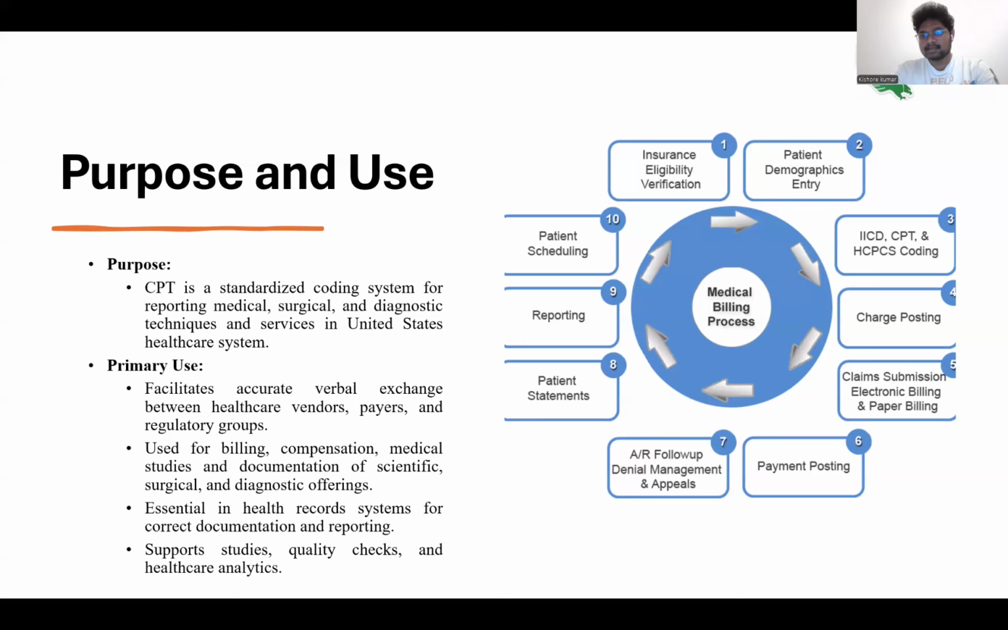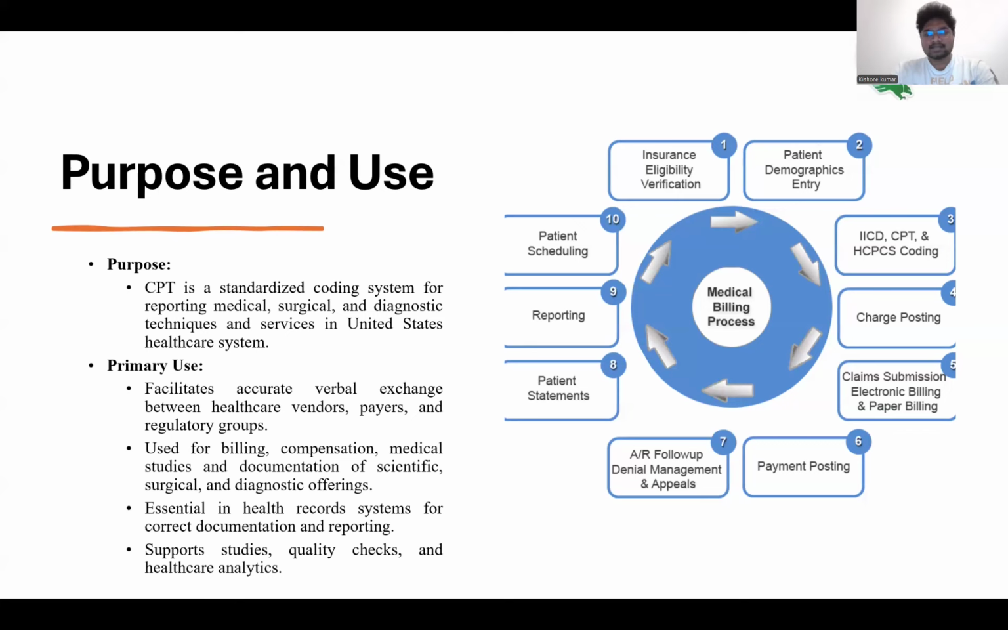One more point is that it supports medical research and documentation. Proper coding helps track healthcare trends, effectiveness of treatments, and public health data. Moreover, it improves healthcare analytics and quality control. Researchers use CPT coded data for clinical studies, patient care improvements, and healthcare audits.